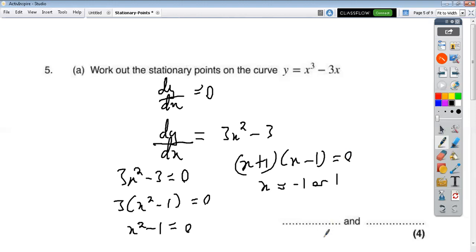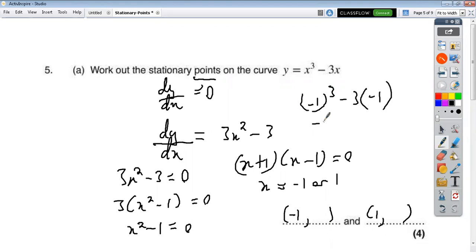They want the points. Now we want the coordinates. So we know that the x here will be negative 1, and we'll find the y just now. Then the x here will be 1. Let's just use the equation. So when x is negative 1, substitute there: negative 1 cubed minus 3 brackets negative 1. From your calculator, this gives you negative 1 plus 3, which is 2. Then the other one, 1 minus 3, which is negative 2. Can you find that from your calculator? Clear now?